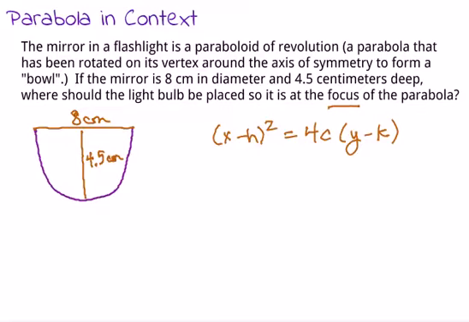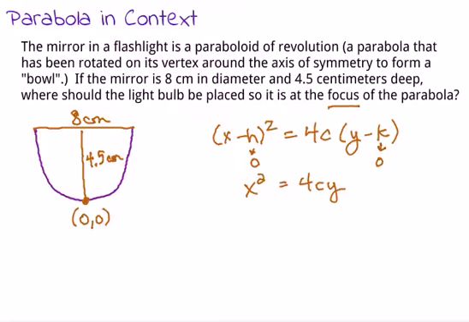Now, what I'm going to do to make this convenient on us, since we're creating our own graph here, let's just make our vertex be located at (0, 0). And so that means that my h is going to become 0 and the k is going to become 0. That's going to make our equation a lot simpler: x squared equal to 4cy. Now what I really need to find is that c value, because if I find the c value, that's going to tell me the distance from the vertex to the focus. And so that's where we need to put the light bulb.